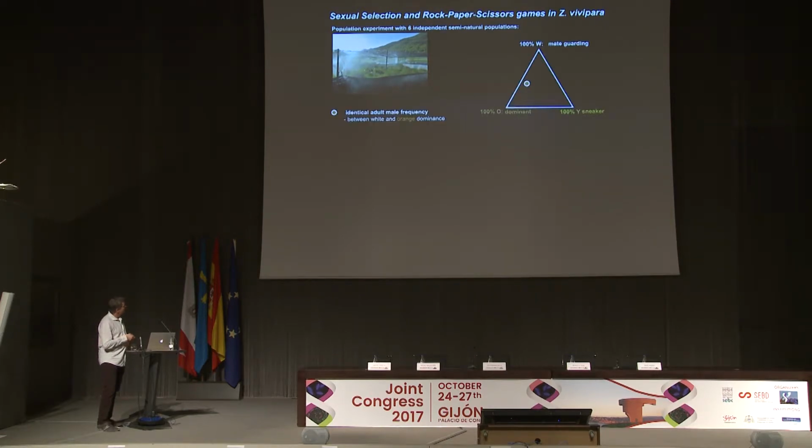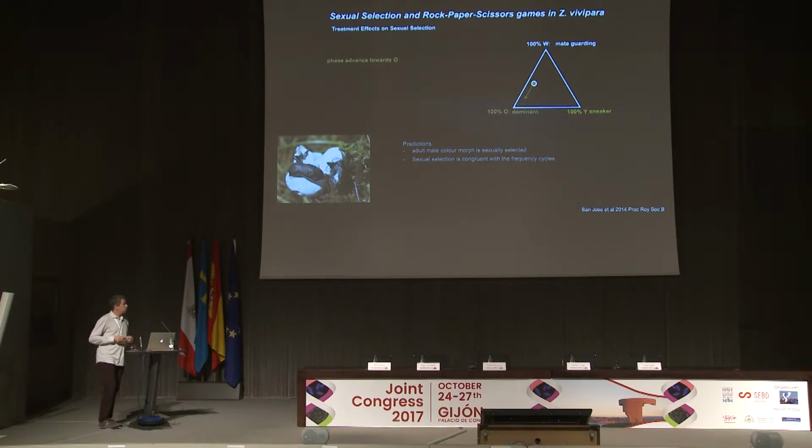To this end, we produced, again in our population system, populations that had absolutely identical adult male frequency between white and orange, and then we produced two treatments. We simulated the RPS phase advanced towards orange, and RPS phase regressed towards white by releasing either immature males with orange colomorph bias or with white colomorph bias.